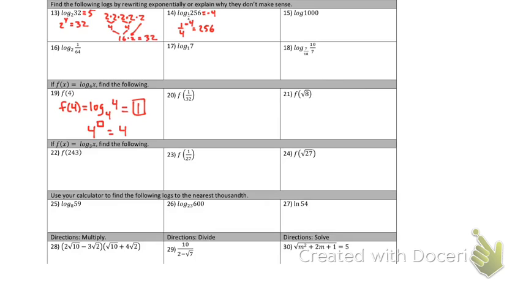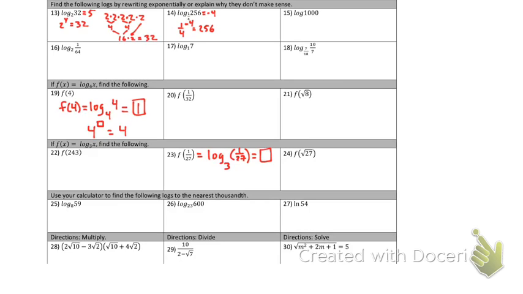Let's try 20. Actually, let's do 23. So 23, I'm going to plug in 1/27. So this is going to equal log. We're now using this function, log base 3 of x. So log base 3 of 1/27. And we're trying to find this answer.